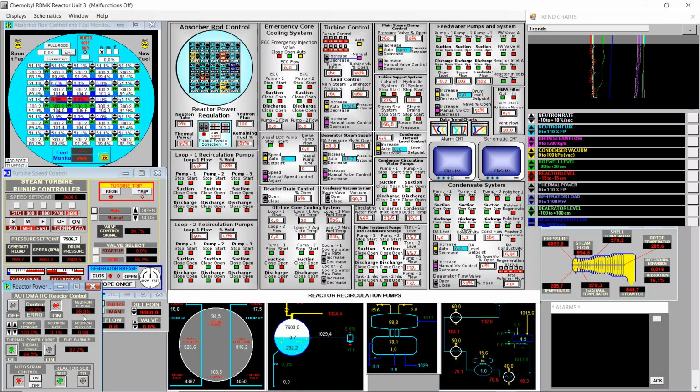Neutron flux. That's super risky. Okay, 99.9, 99.8. Okay, that's good. We have a voiding of 18% with the 3 loops, with the 2 loop 3 pumps on. We have 970 megawatts and the main valve is at 95% opening.